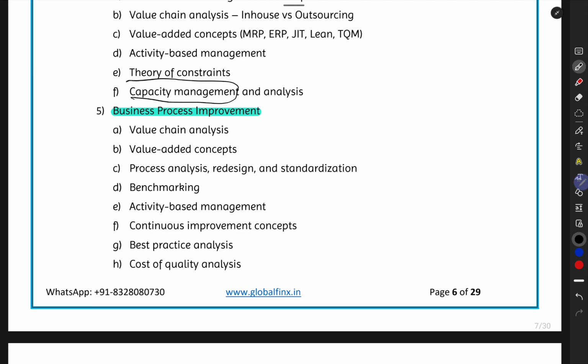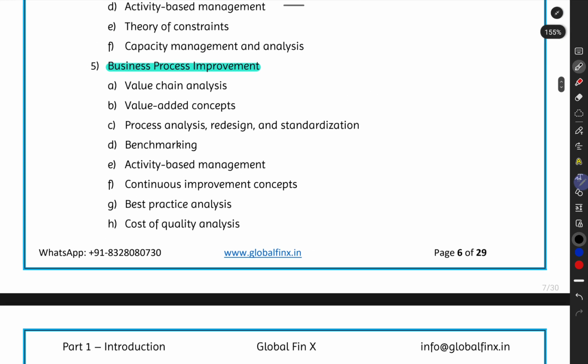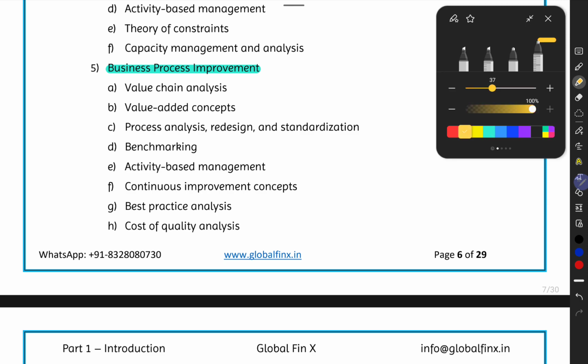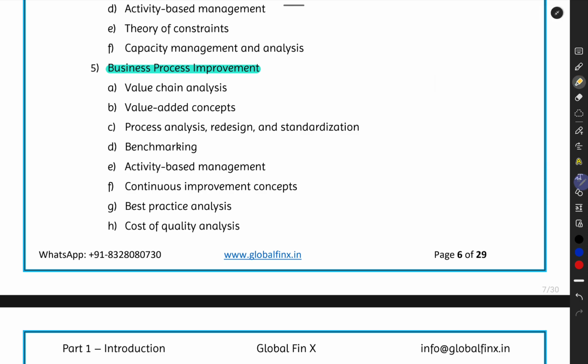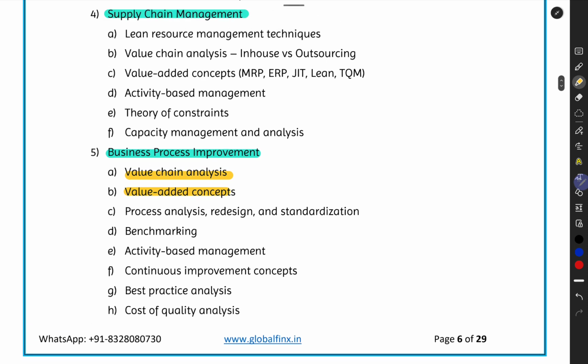Same thing, capacity management. How do you manage the maximum capacities, and how do you analyze which product should be produced, which quantity should be produced, and all that stuff. Then after that, if we move further, we have some other concepts here, which is in the business process improvement. How do we analyze the value chain? What are the different value added concepts? I guess some topics are actually copied over from supply chain management. I'll rectify that, do not worry. These two are within this concept itself, so that's fine.